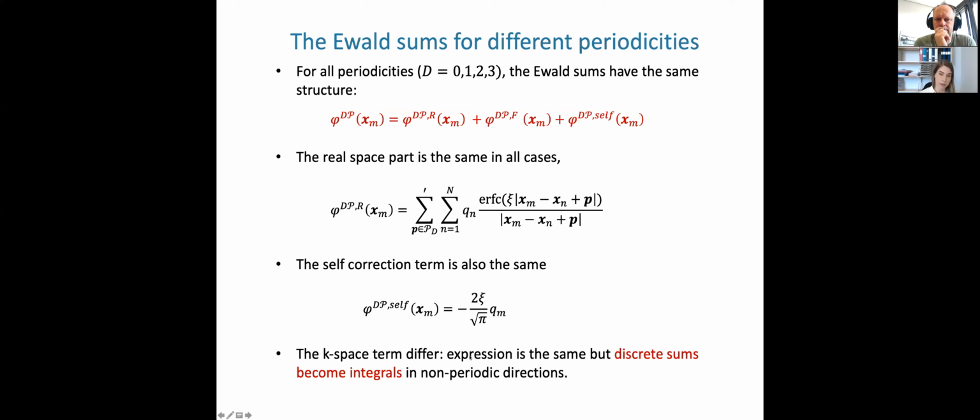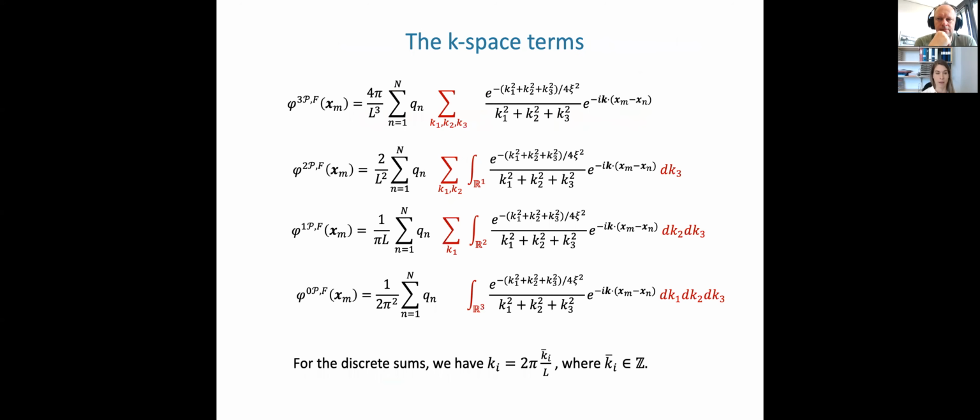So really the expression will be the same, but we don't have a discrete Fourier space. When we have a discrete sum, in the non-periodic directions we're working with Fourier transforms, continuous ones, so they become integrals. So looking at it, we can see it this way.